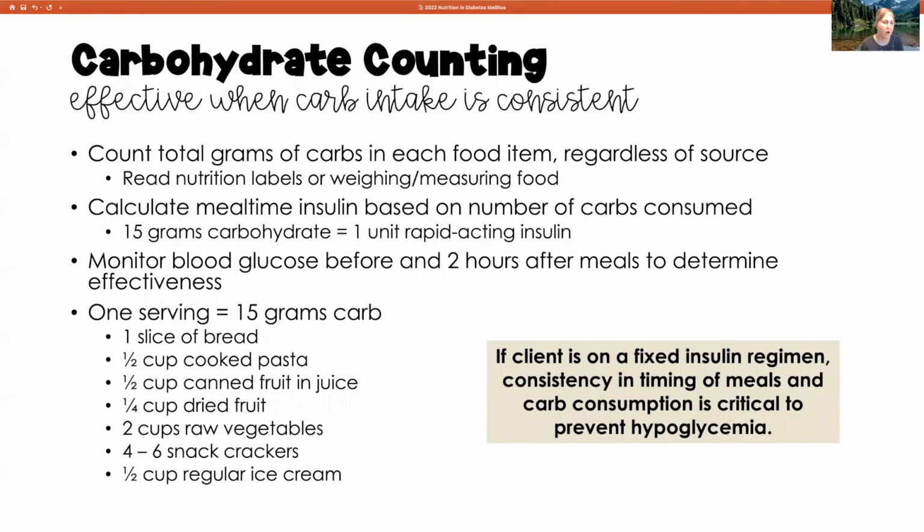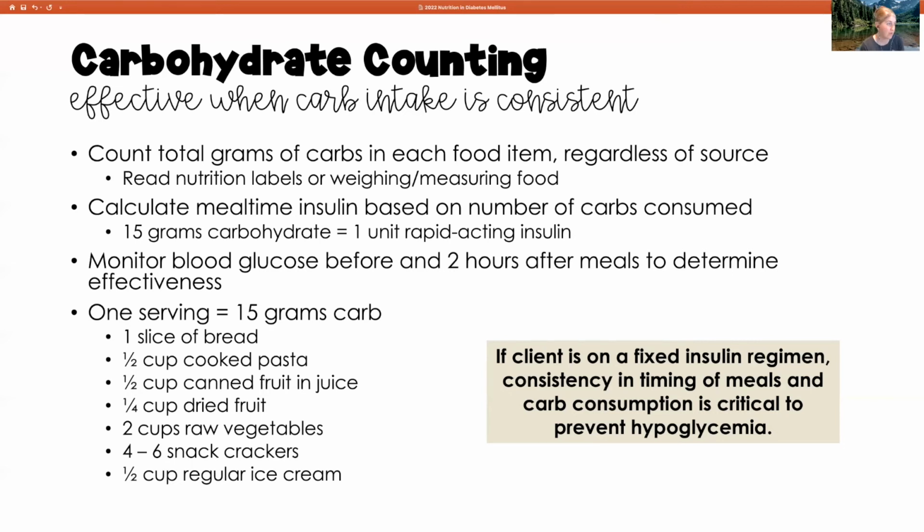Okay, let's talk about carb counting. So carb counting is really effective for a lot of clients, particularly type 1 diabetics, as long as their intake is pretty consistent. So what happens with carb counting is the client will count the total grams of carbohydrates in each food item that they're going to eat. It doesn't matter what the source of the food is. Regardless of the source, they're just going to count the total grams of carbs in the food item, and then every food item that has carbs in the meal.